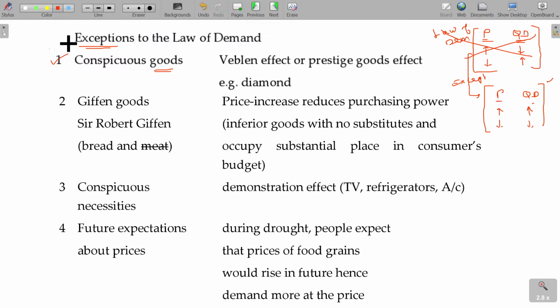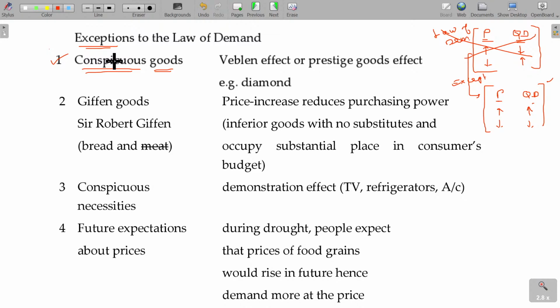The gold, diamond, whatever it may be, will be more valuable and will be kept within the locker only when it is valuable. You will purchase those things only when it is valuable. Gold price is now increasing, then you will start purchasing. Right? That's what conspicuous goods are about. Conspicuous means luxury. Luxury goods will always be valuable and will have more demand only when the price is higher.